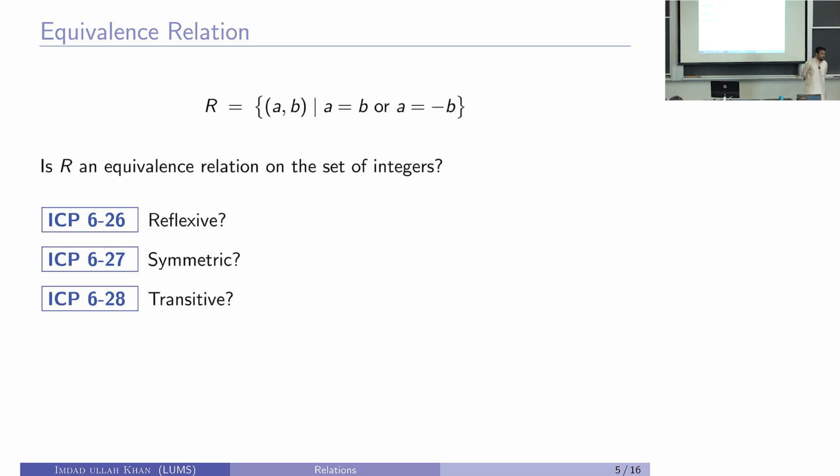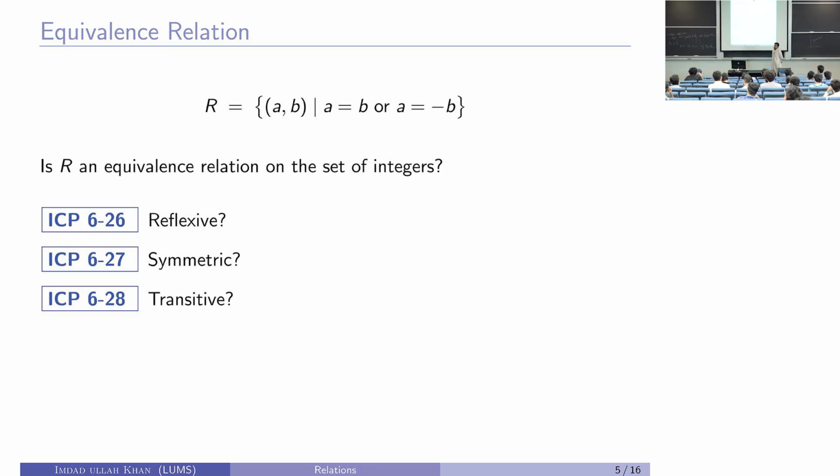And symmetry I just told you, right? If A is equal to the absolute value of B, then B is equal to the absolute value of A, right? Either there is equality or equality to the negative. Is it transitive? By the same reasoning, it is transitive, right? If A is either equal to B or equal to the negative of B, and B is either equal to C or equal to the negative of C, then A should be equal to C or equal to the negative of C, right? So it's transitive. This is an equivalence relation that we study.